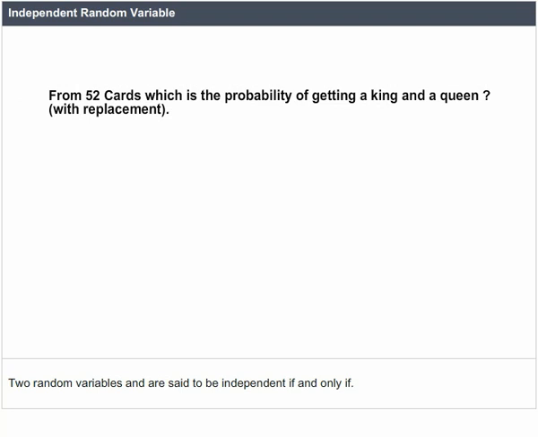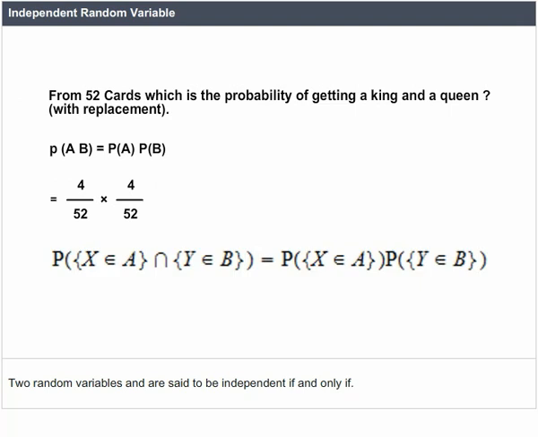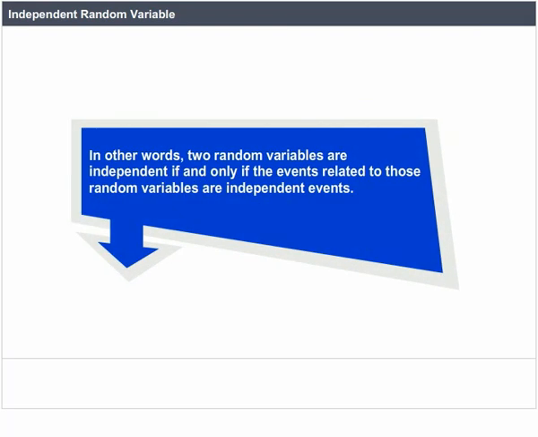from 52 cards, which is the probability of getting a king or a queen with replacement. P of A and B is equal to P of A times P of B equal to 4 by 52 times 4 by 52. Then probability of X belongs to A intersection Y belongs to B equal to probability of X belongs to A times probability of Y belongs to B. In other words, two random variables are independent if and only if the events related to those random variables are independent events.